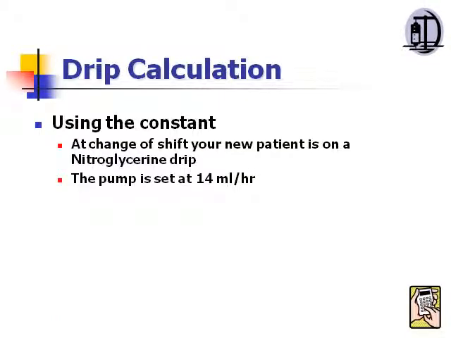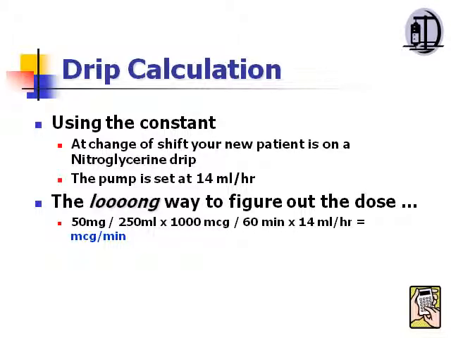All right, let's do a little example of how to use the constant, or how you're going to love using the constant after all of this. All right, so it's shift change, and you have a new patient on a nitroglycerin drip, and the pump is set at 14 mLs per hour. So the long way to figure out the dose would be to take what is in the bottle, so 50 milligrams divided by 250 times 1,000 divided by 60 minutes because it's delivered in mics per minute, and then we're going to multiply times the number that's set on the pump, 14.